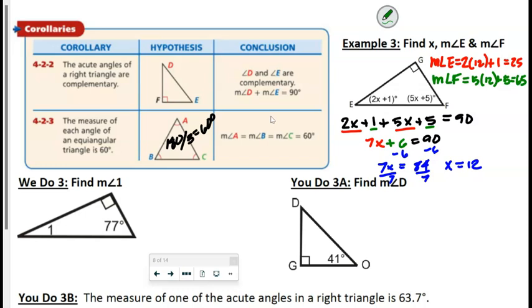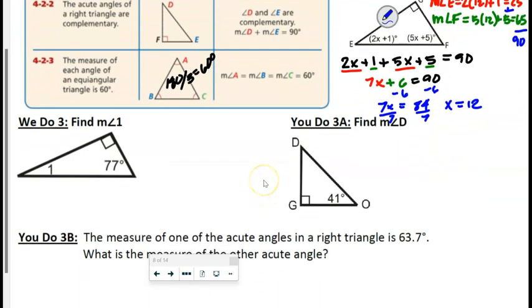And once again, if I add these two together, they should equal 90, right? 65 and 25, guess what? That equals 90. And remember, 90 plus 90 equals 180, and that's still the triangle sum theorem, okay?